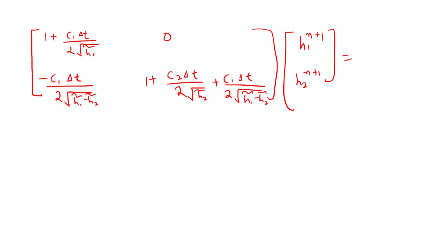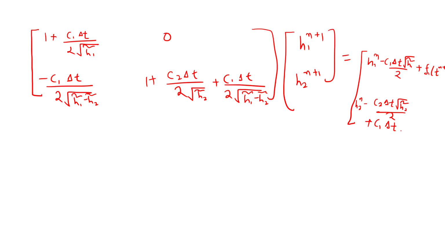h2n plus 1 is nothing but the RHS will have h1n minus c1 delta t root h1 tilde upon 2 plus f1 t n plus 1, h2n minus c2 delta t root h2 tilde upon 2 plus c1 delta t root h1 tilde minus h2 tilde upon 2 plus f2t n plus 1. So this bracket will be closed. So I have this system of A x is equal to b.